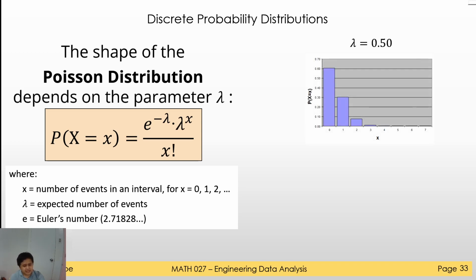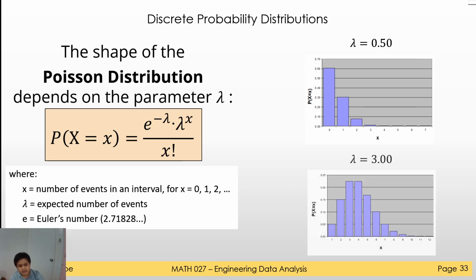For example, if we have a lambda of 0.5, we will see a distribution that looks like this. If we have a lambda that is 3, it will look like this. As you can see, the lambda actually also represents the mean. You can see the middle of this distribution function. We have about 0.5, between 0 and 1, which is about the average of this histogram. For the second graph, we can see that the average of this graph is about 3.